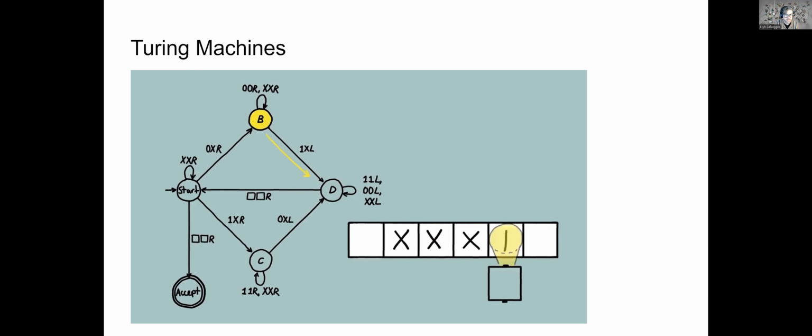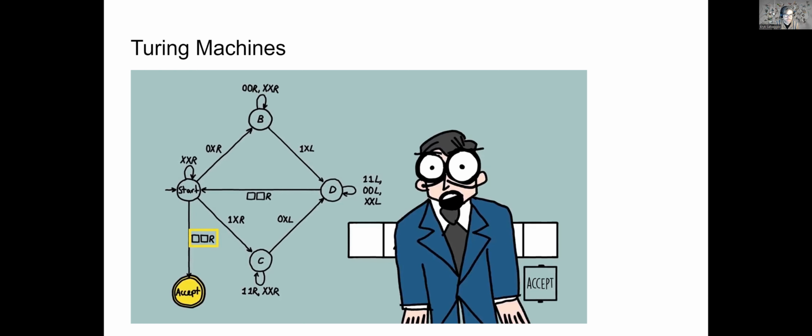After another round of this, the machine only encounters X's, so keeps moving right and remains in the start state. When it reaches a blank, it moves into the accept state, and we know that this list of symbols does have an even number of 1s and 0s. So that's how one of these machines would work.